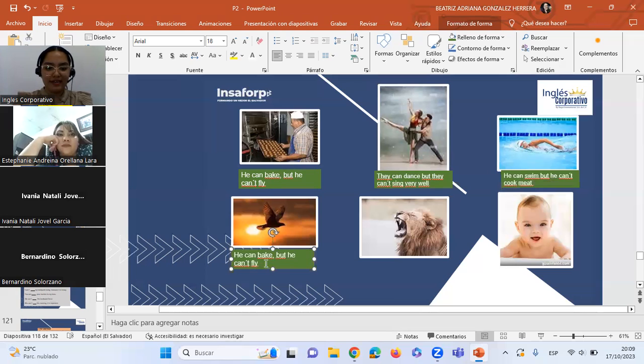Now we have a bird here. Bird, un pájaro. Okay, eat, para los animales usamos eat, okay? It can fly, perfect. It can fly long distances. But it can't swim. Swim, right? A bird can't swim. Perfect. It can fly long distances, but it can't swim. All right.